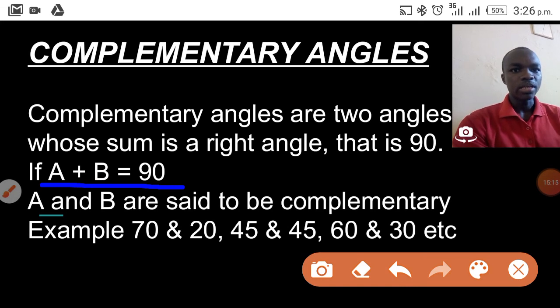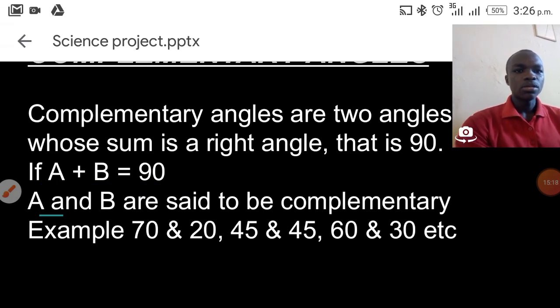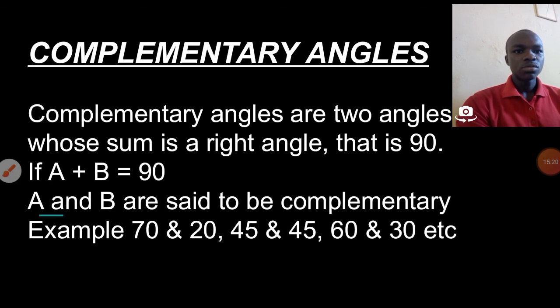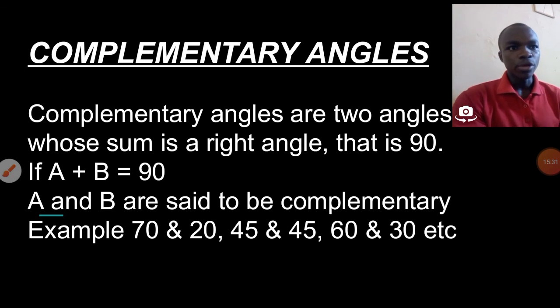And I give some other examples there. Examples are 70 and 20. 70 plus 20 gives you 90. 45 and 45. 45 plus 45 gives you 90. 60 and 30. 60 plus 30 gives you 90. And so many others. So 70 and 20 are said to be complementary, 45 and 45 are said to be complementary, 60 and 30 are said to be complementary. So any two angles that you add and they give you 90 are said to be complementary angles. We are going to be using them.